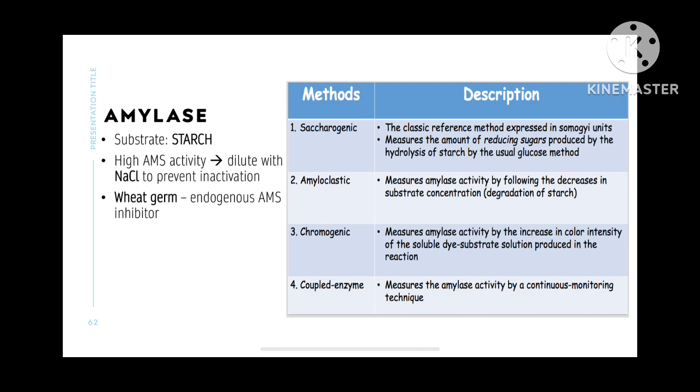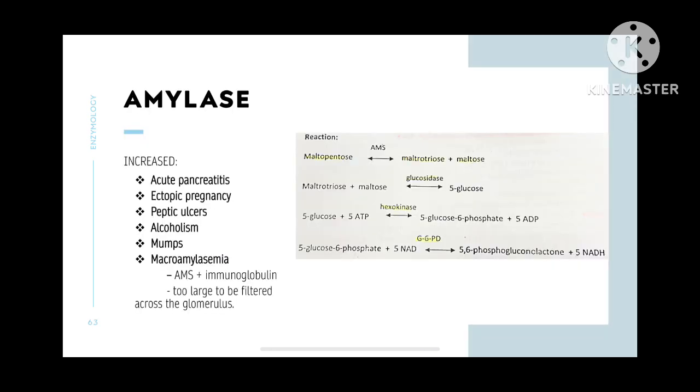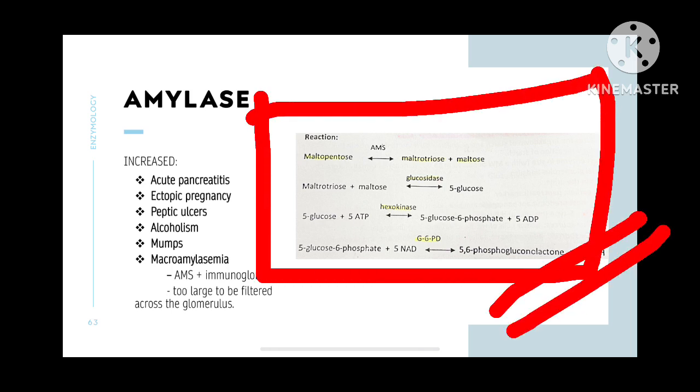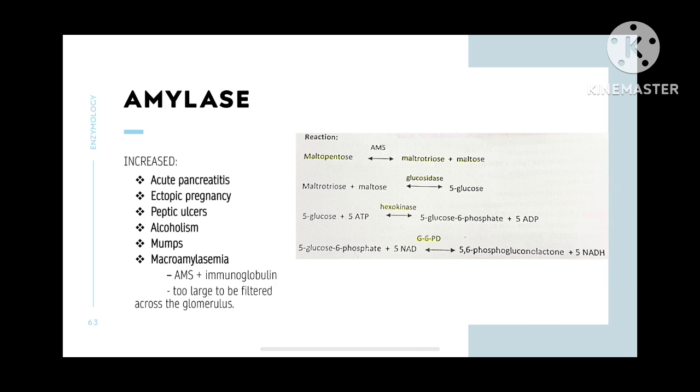Recently, class, coupled enzyme systems have been used to determine amylase activity by a continuous monitoring technique in which the change in absorbance of nicotinamide adenine dinucleotide plus at 340 nanometers is measured. For this reaction, for this amylase activity, the optimal pH is 6.9.